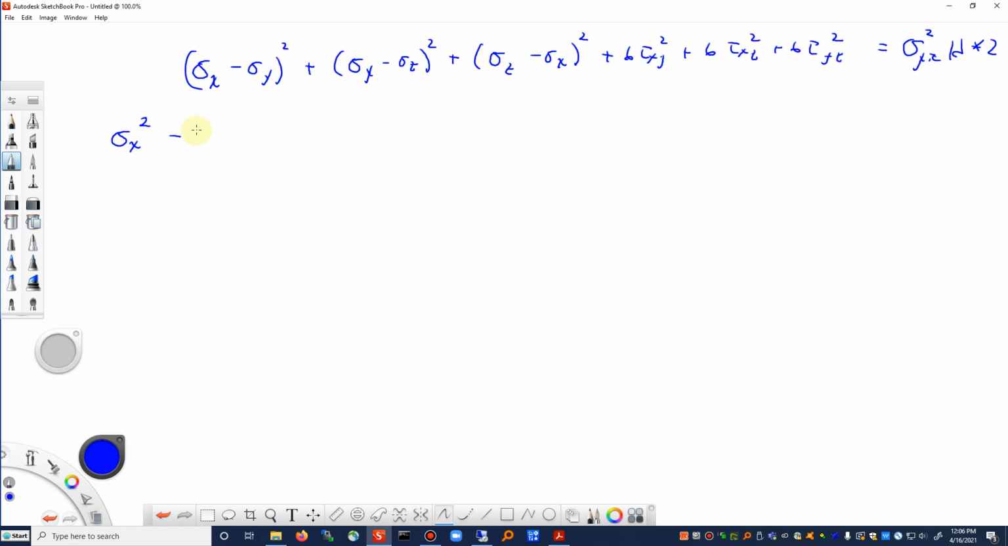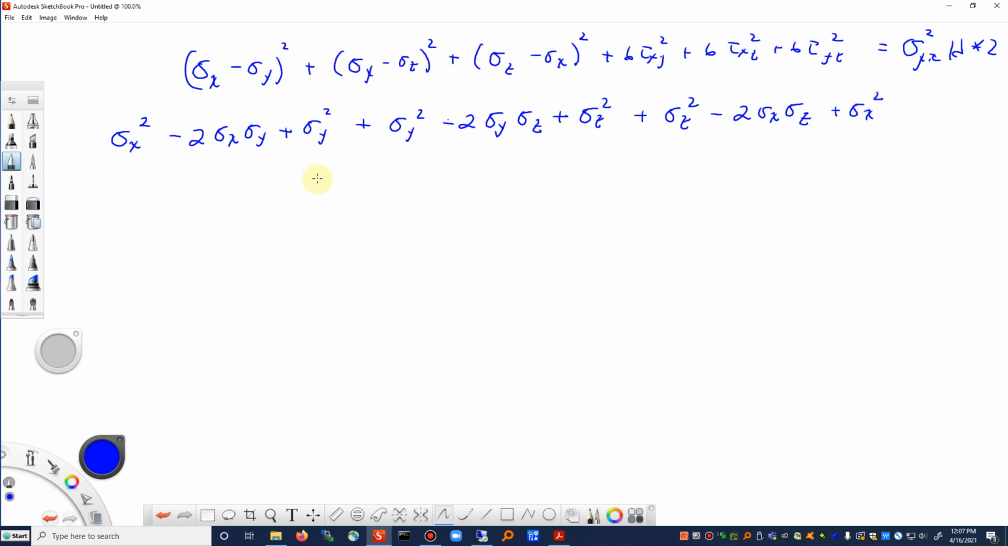So let's see, what do I have? Sigma x squared, I'm going to have a minus 2 sigma x sigma y. I'm going to have a sigma y squared, and now I'm going to have another sigma y squared. Now I'm going to have a minus 2 sigma y sigma z, and I'm going to have a plus sigma z squared. I'm going to have another sigma z squared from the last term. I'm going to have a minus 2 sigma x sigma z, and I'm going to have a plus sigma x squared. And then I'm going to have my 6 tau xy squared and a 6 tau xz squared and a 6 tau yz squared. Now that's equal to 2 times sigma yield squared.